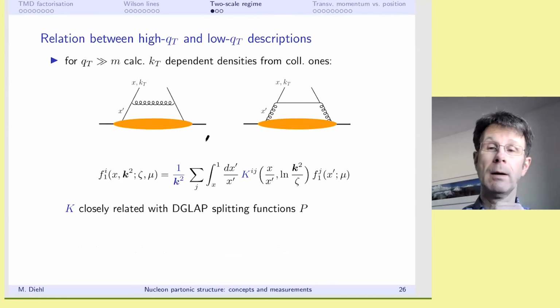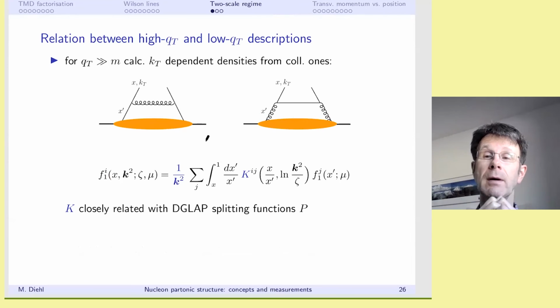Now, coming to a slightly different aspect of TMD factorization, I want to briefly say how the two types of factorization I discussed today are connected. So the low q_T description in terms of TMD factorization I discussed most of the time, but I already earlier today showed you briefly how you factorize in the case of a high q_T. And to understand how it comes about, let's first look at the transverse momentum distributions themselves. Consider the case where the transverse momentum of the quark that you extract is much bigger now than a typical hadronic scale.